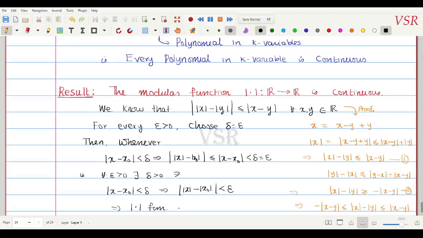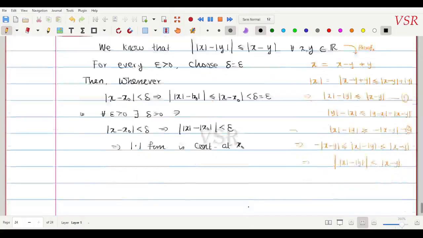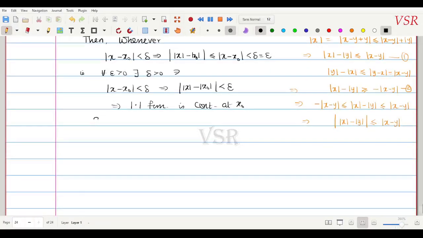is continuous at x naught. Okay, and since x naught belongs to R is arbitrary, we have the mod function, a function from R to R, is continuous. Okay, that's all.